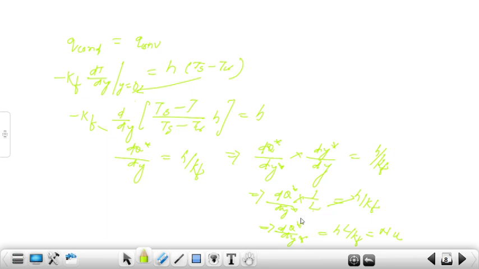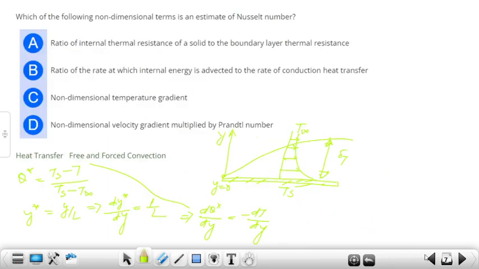This is the temperature gradient. So answer will be non-dimensional temperature gradient. Option C is the correct answer. Next question.